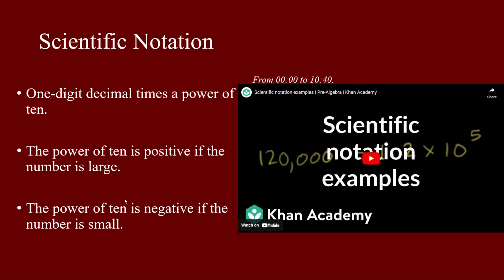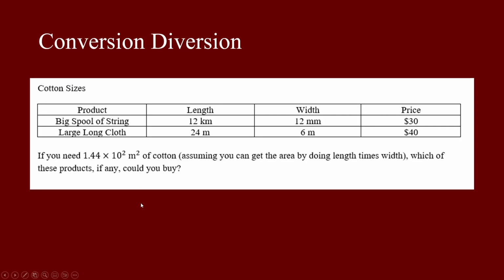So moving back over here, in scientific notation, the power of 10 is negative if the number is very small. The power of 10 is positive if the number is very large. Fair enough. That was exactly what we just described. And then, of course, we have the video here that you can watch.